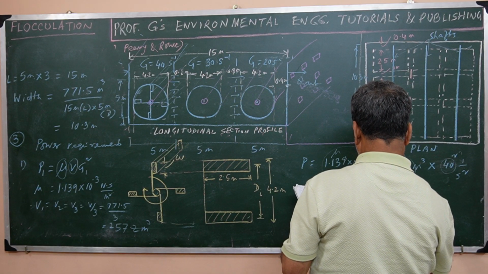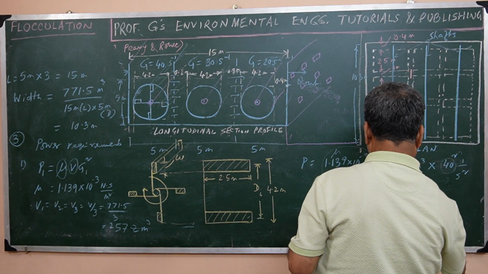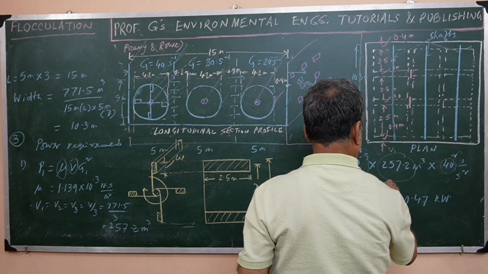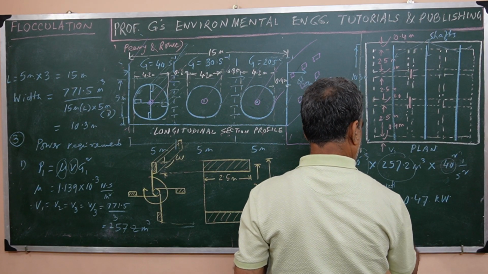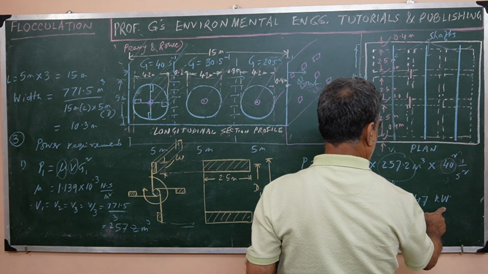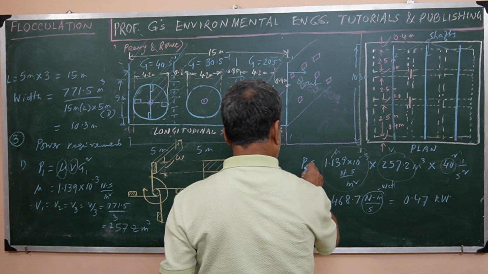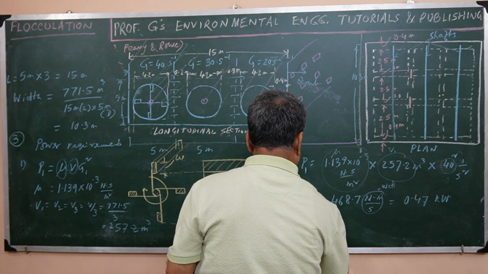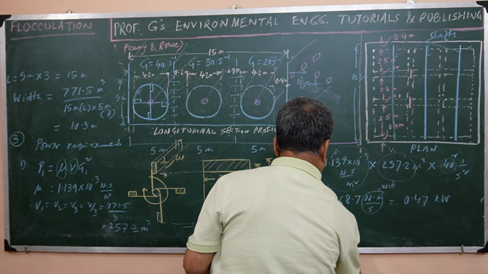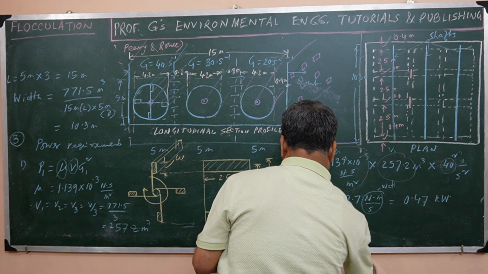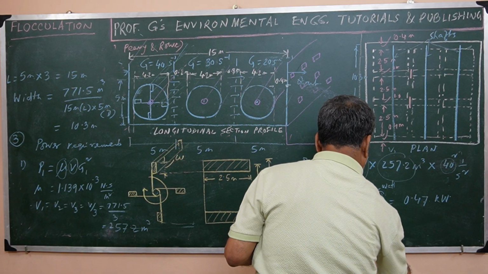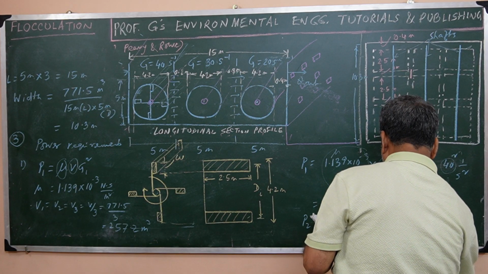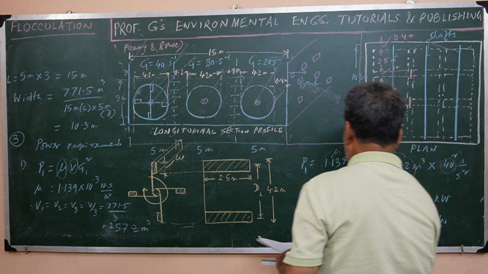So this will be 0.47 kilowatt, because this is in watt. Divided by 10 to the power 3 gives you kilowatt, what is the power P1 for the first compartment. Second compartment, similarly you can calculate, this is 0.26 kilowatt, and third compartment P3 is 0.12 kilowatt. These values you can check.